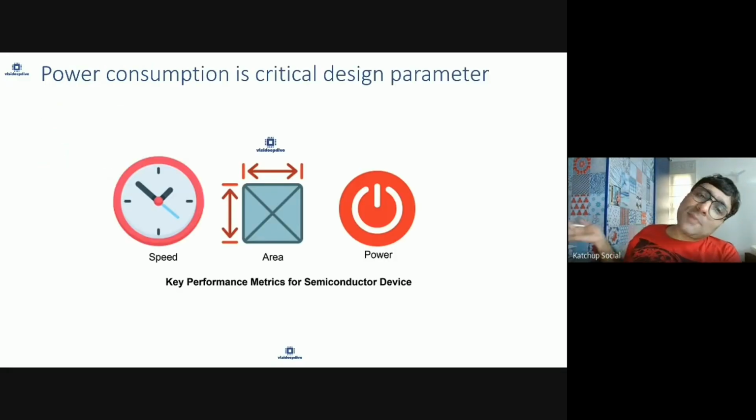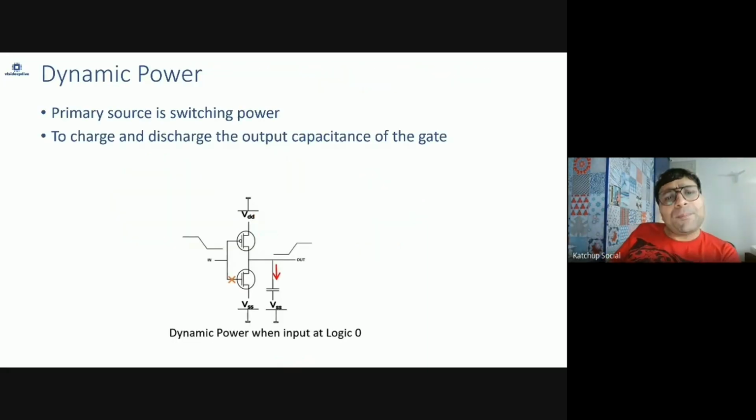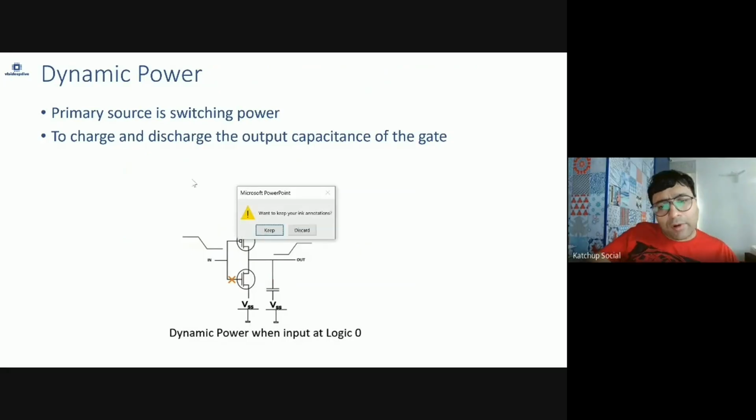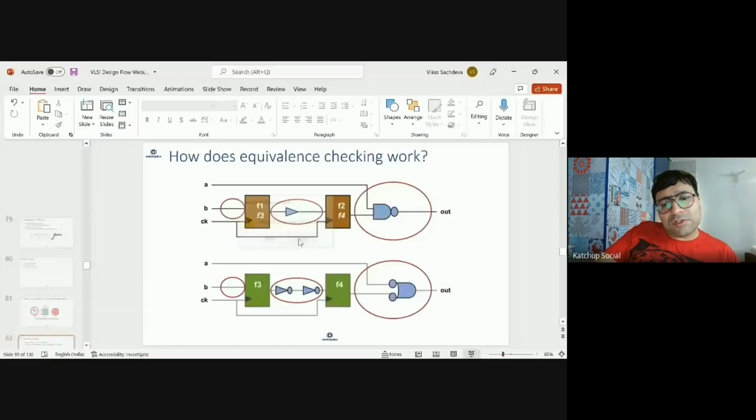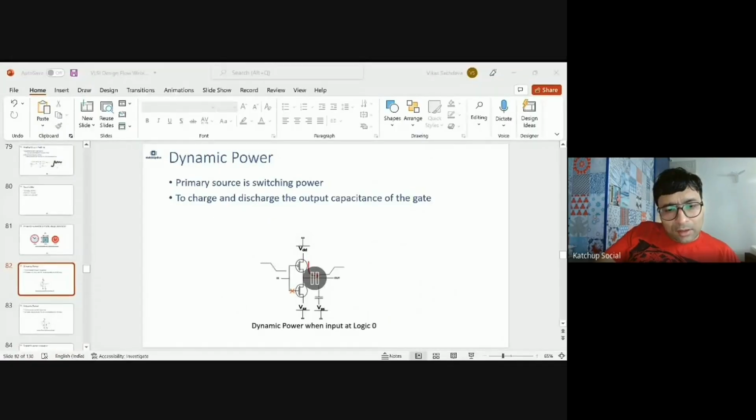The next aspect is power, which is again a very critical design parameter. In addition to your area and speed, power is also an important criterion. And a chip typically consumes power when there is signal switching happening in the design.